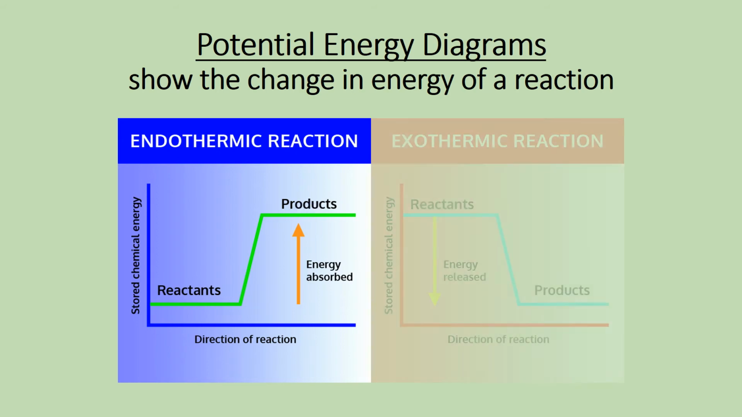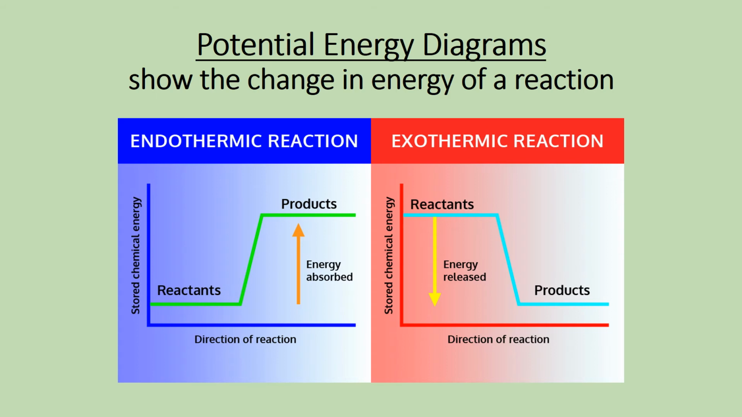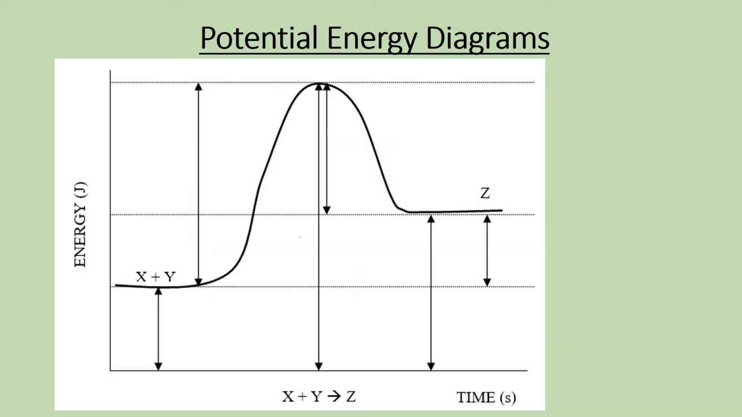In an exothermic reaction, the reverse happens. The reactants start off high, release energy to the environment, and the products end up lower. This is the general shape of a potential energy diagram, and you will be asked to know all of its parts. The first thing to notice is that the reactants don't turn straight into products. There's a hump here in the middle, which indicates there's more energy involved in getting this to happen.